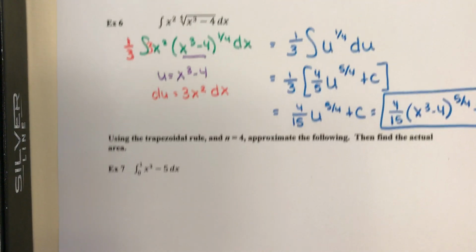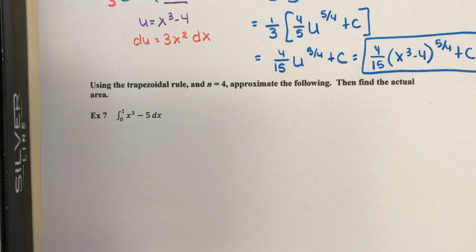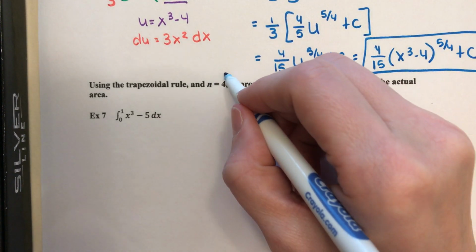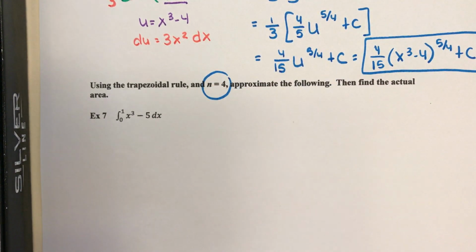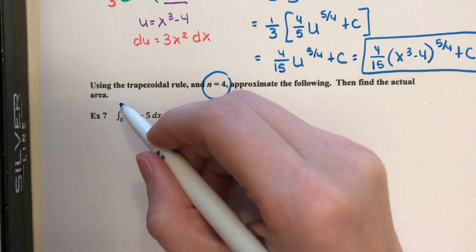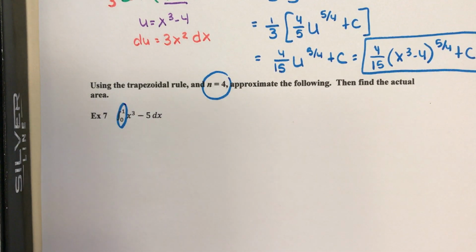Okay, number 7, we have a trapezoidal rule. So first thing I'm going to do is look and see how many trapezoids I'm going to get. And I have an n equals 4 right here. I'm also going to look at my boundary. So my graph goes from 0 to 1.